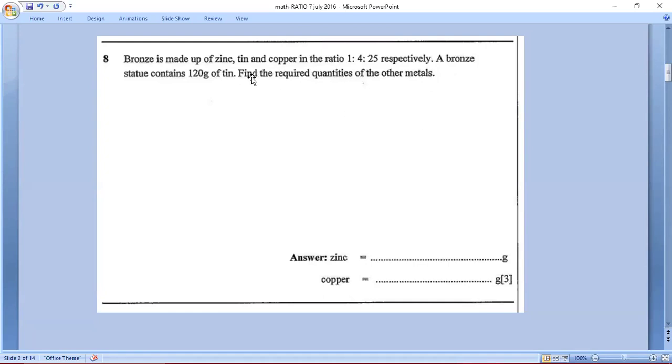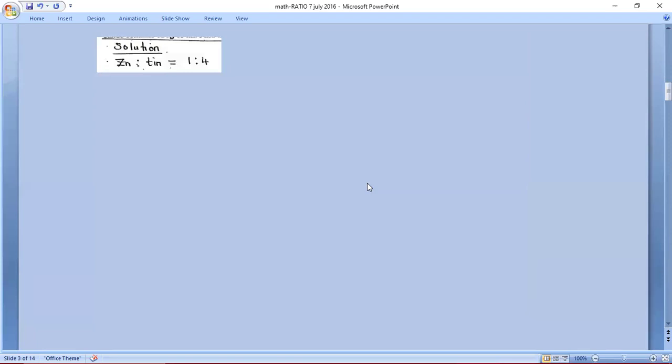But this question says find the required quantities of the other metals. So we'll go with one method, which I'll show you here. Just one other method.